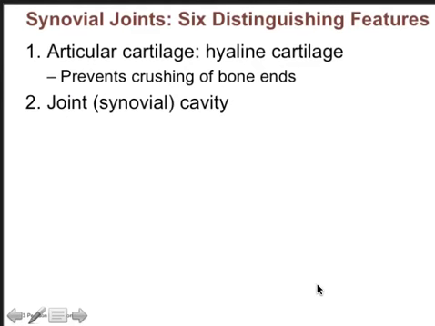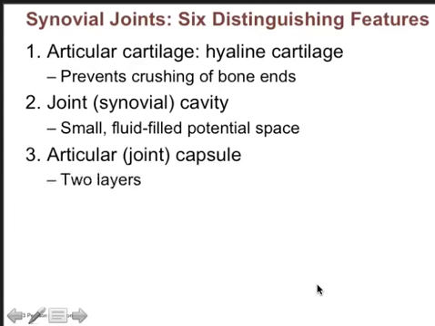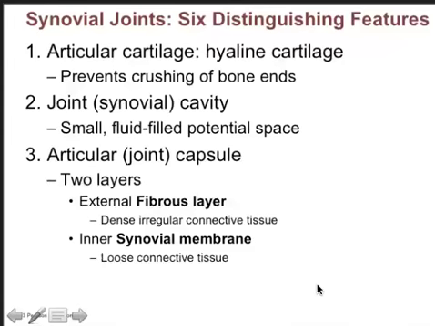Synovial joints also contain a joint cavity. This is a small fluid-filled space. The synovial fluid is like a biological oil, and it allows freedom of movement. And there's a joint capsule that has an external fibrous layer, which is made up of dense irregular connective tissue, and an inner synovial membrane, which is made up of loose connective tissue and produces synovial fluid. The cells that do that are called synoviocytes.